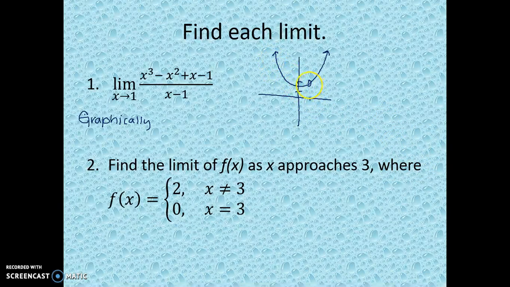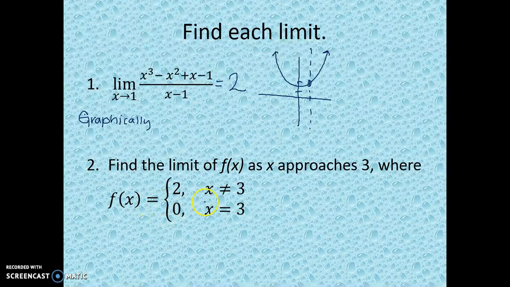So it looks like, if I ignore what's actually happening here, if I come from the left and look at it, my y value is going to be 2. If I come from the right, it looks like my y value is going to be 2. And I'm really only focused in on that x value of 1 to see what the graph was. So since it looks like it's going to be 2 according to my graph, that is my limit.